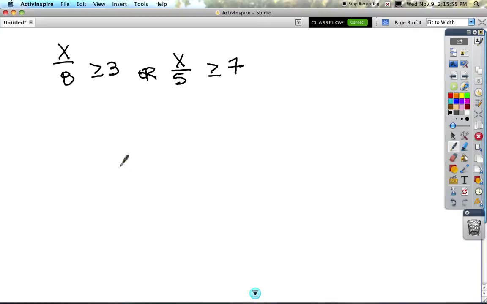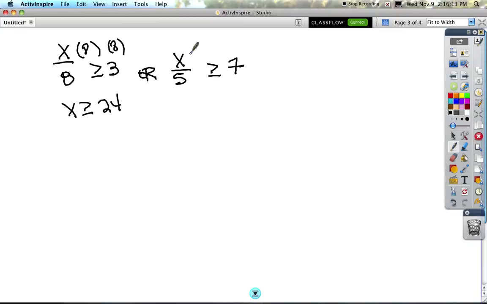I have two separate problems because it's got an OR between it. Do they ever come together? No. No, they stay as two separate answers. So how would I solve for x here? Multiply by 8. So x is greater than or equal to 24.